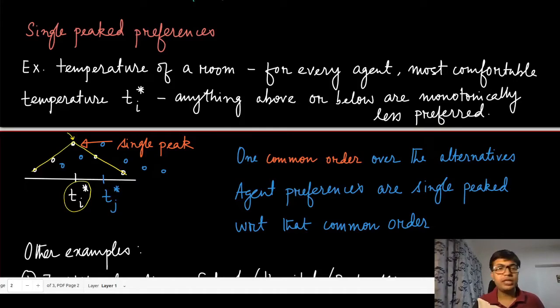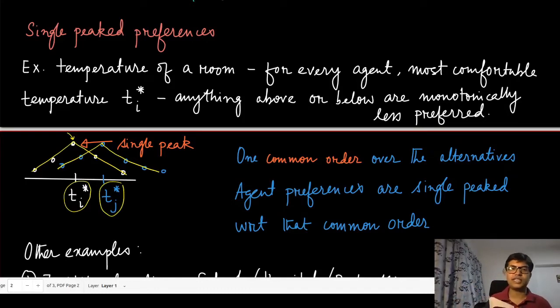Somebody else might have a different most comfortable temperature. The other person might like 27 degrees the most, and then it has the same kind of preference profile. It goes down in this way. The point remains that it has a different peak, but the same structure of preference, which is single peaked. Now, what is common in these two different preferences?